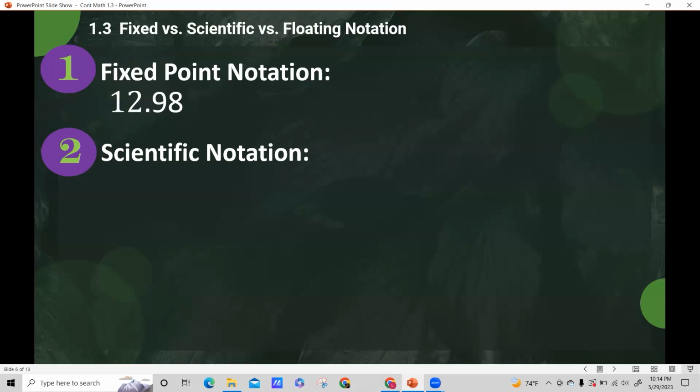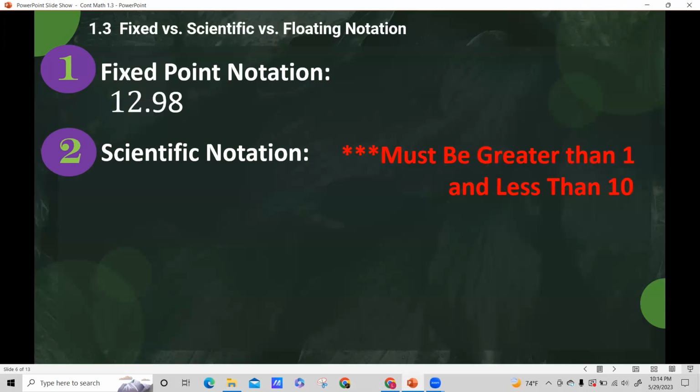So the way that scientific notation works is that your base number has to be greater than 1 and less than 10. The base number has to be greater than 1 and less than 10. So our base number in this case is 12.98. So here, 12.98 is greater than 1, but it is not less than 10. So we have to move the decimal place to make it less than 10.